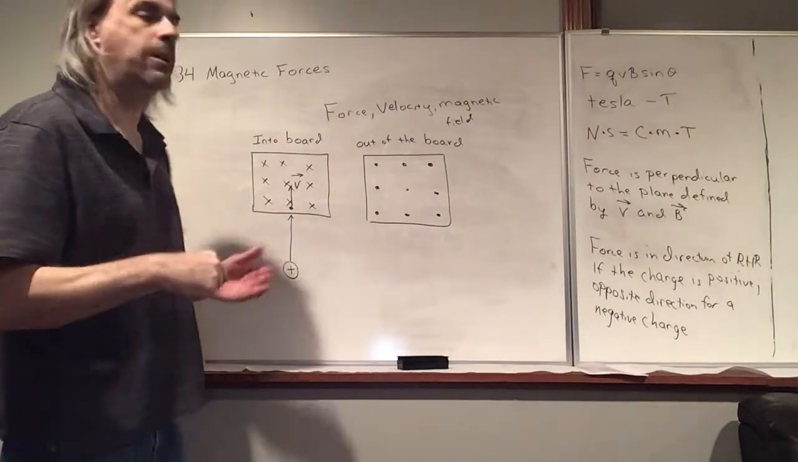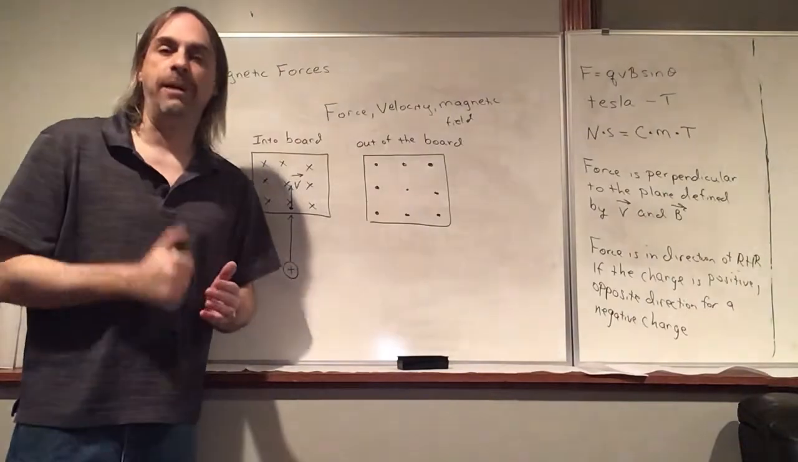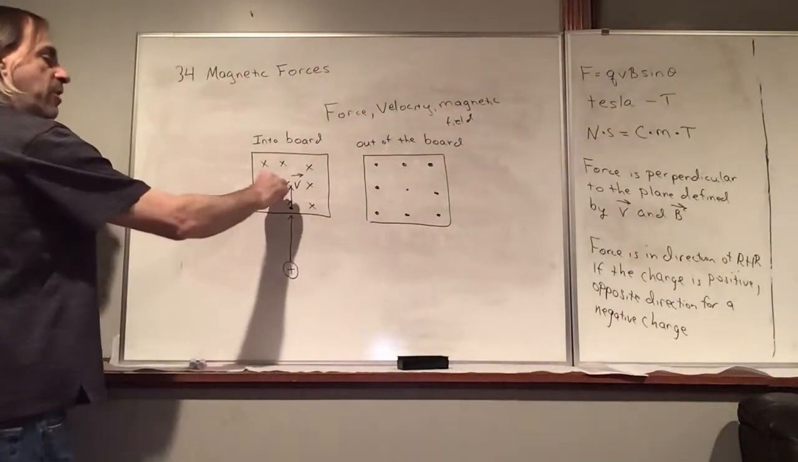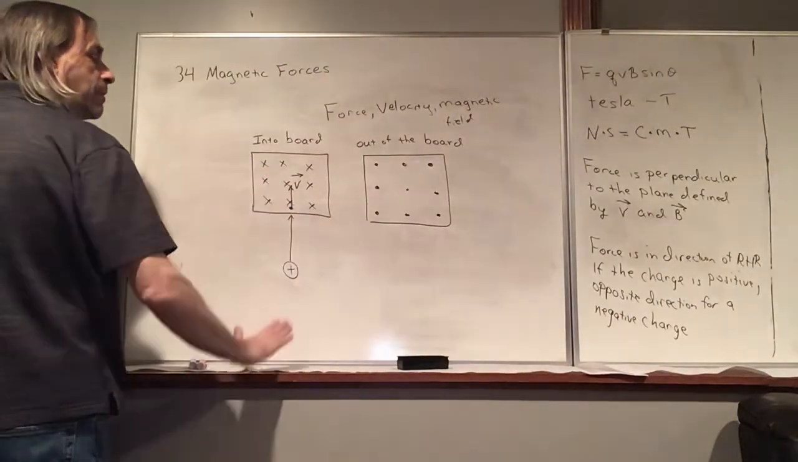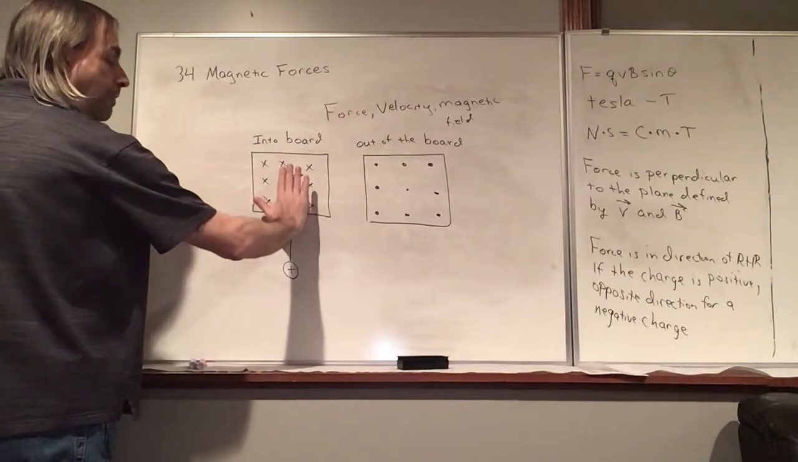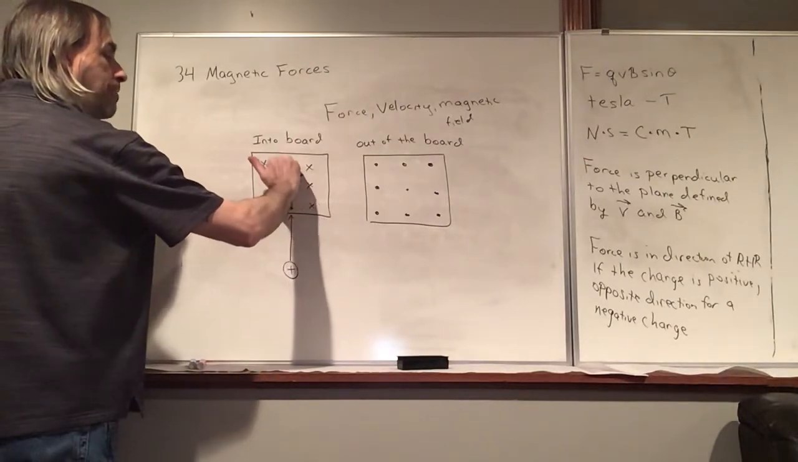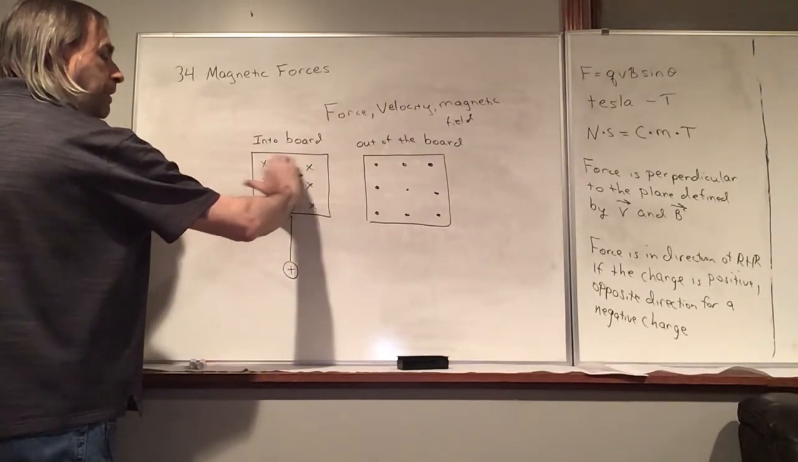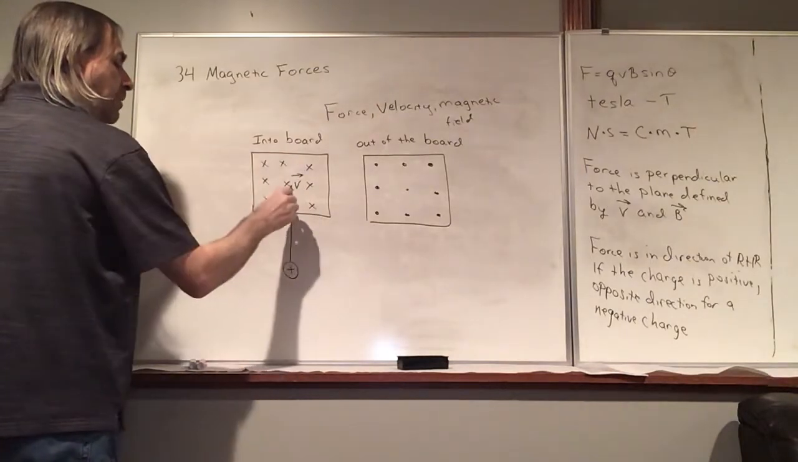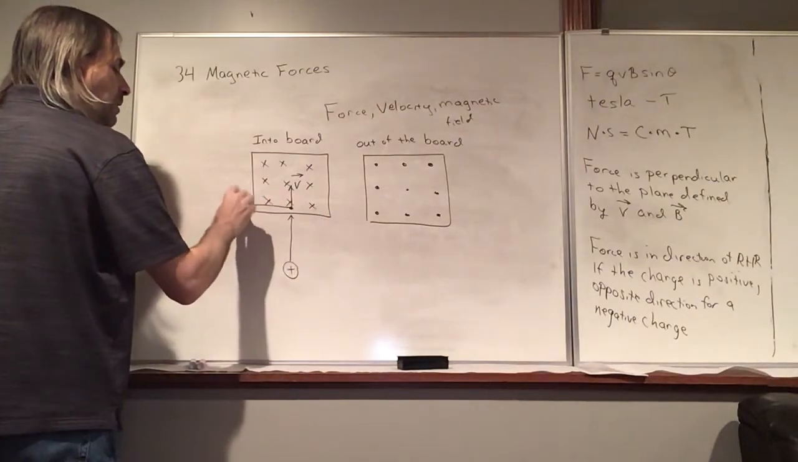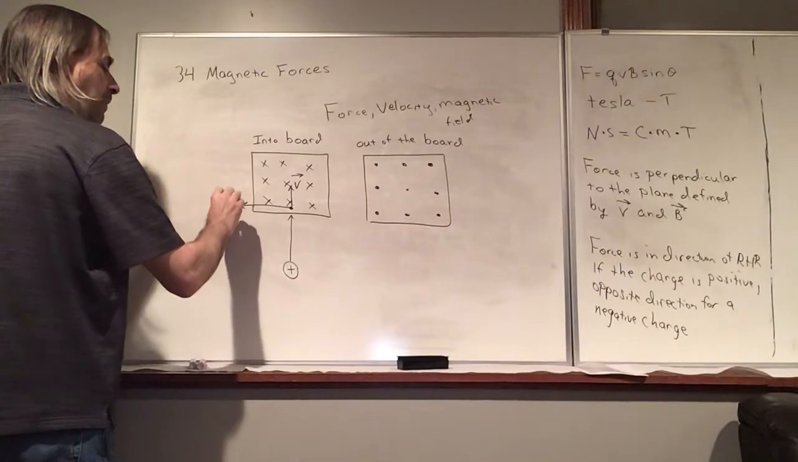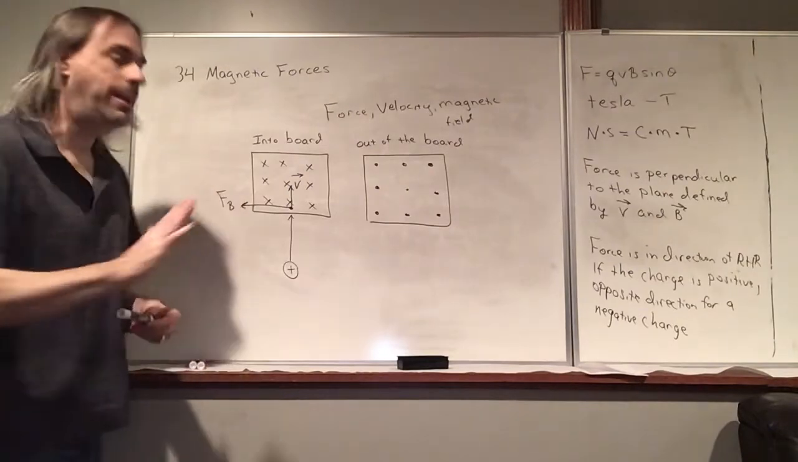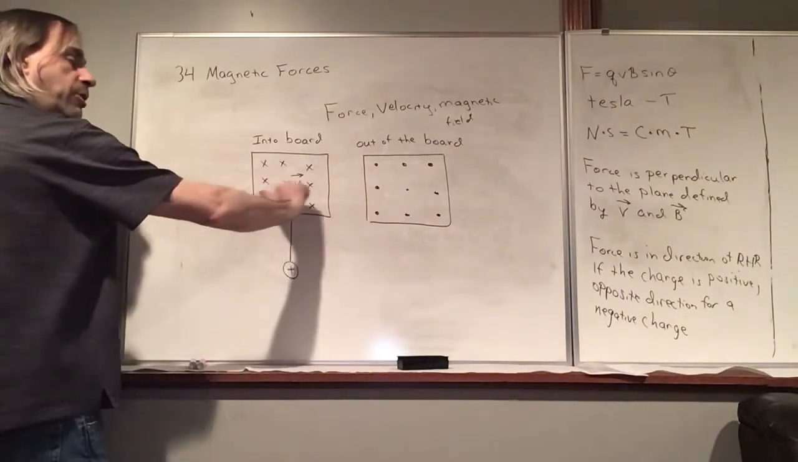And remember the right-hand rule? Use the velocity and the magnetic field. The magnetic field is into the board. So what you do is put your fingers this way, so you can curl them into the board, and then your thumb points to the left. So the magnetic force would be to the left. And again, the right-hand rule gives us this direction to the left.